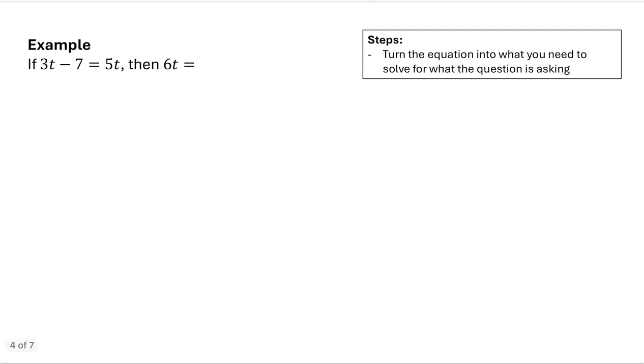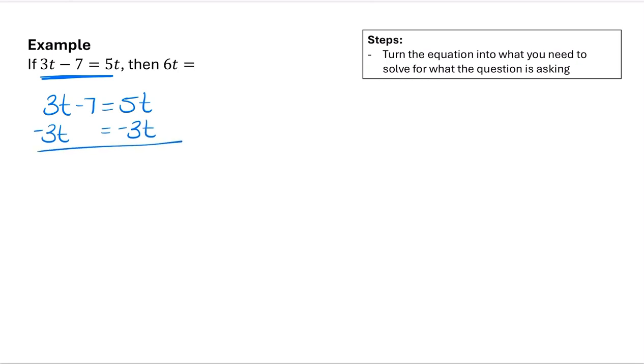So for example, if you have 3t minus 7 equals 5t, and it's asking you for the value of 6t, let's think about how we can use this information to get some idea of what 6t is supposed to be. Well, I notice I have a t on both sides of my equation, so how about maybe I move all the variables to one side? So I'm thinking maybe if I subtract 3t from both sides, I can get some idea of what to do from here. So I have 3t minus 3t, and they cancel. And then I have negative 7 equals 5t minus 3t, which is 2t.